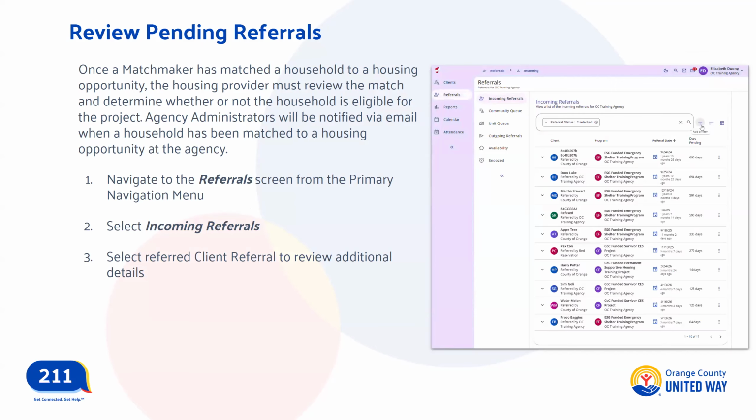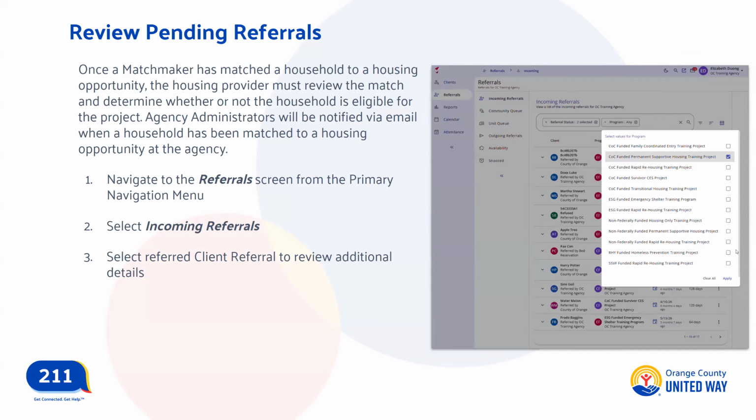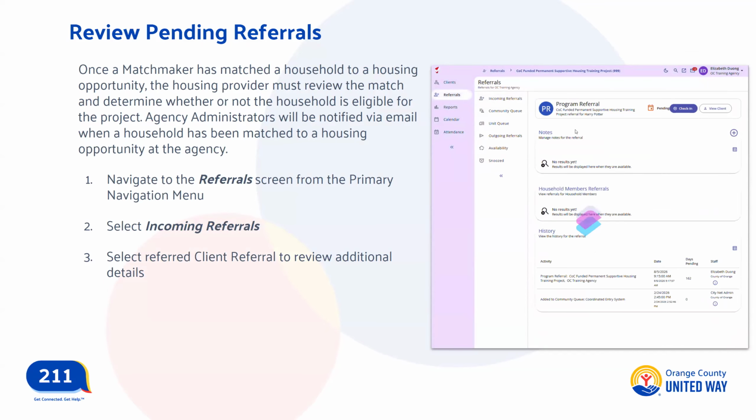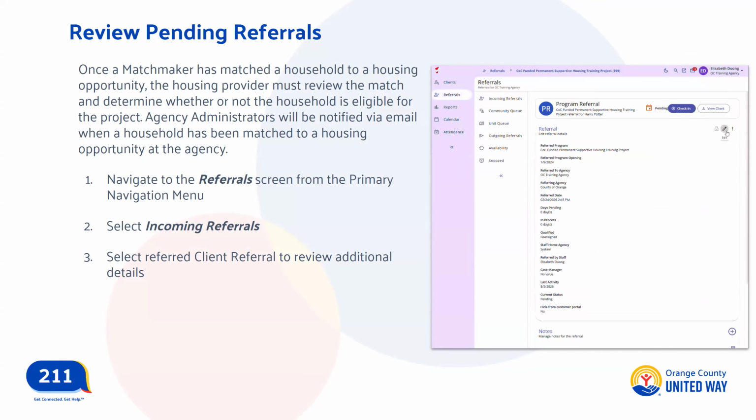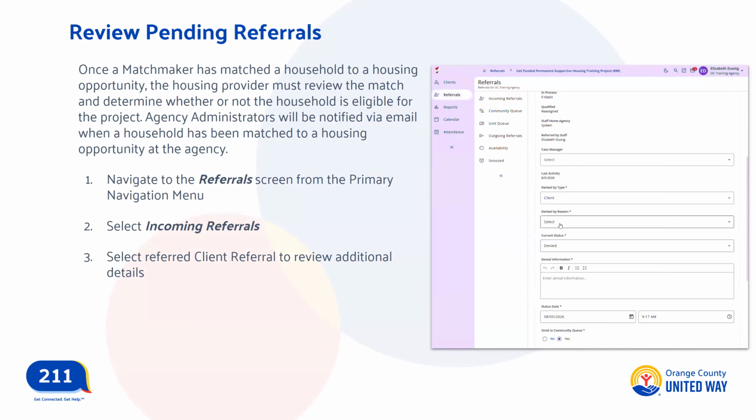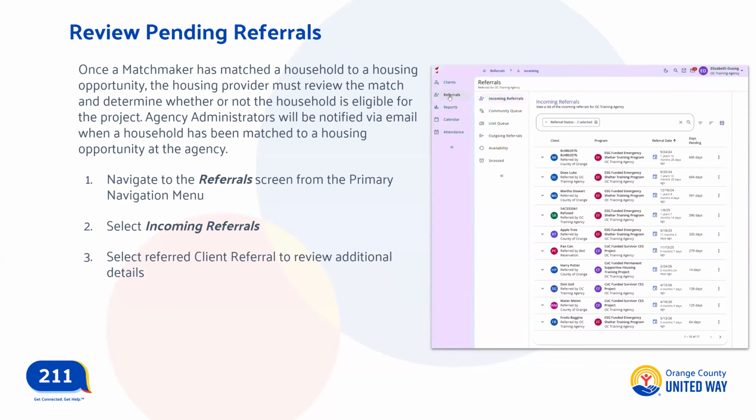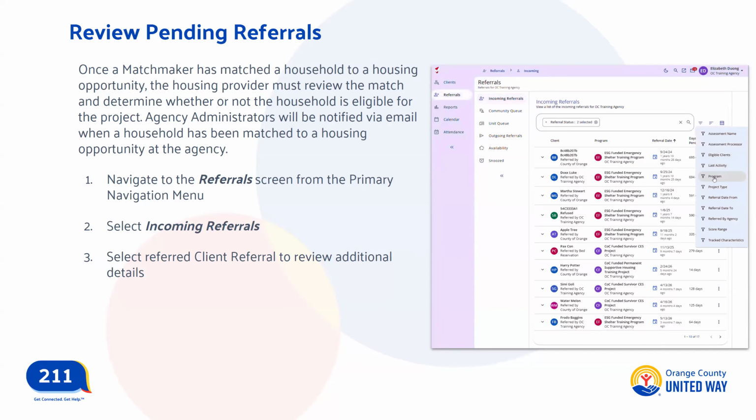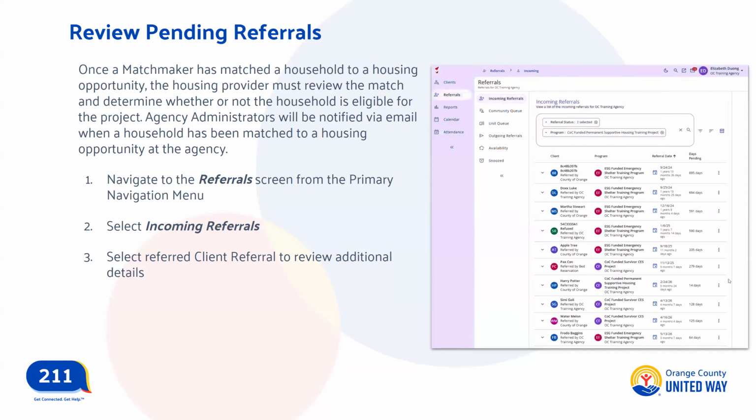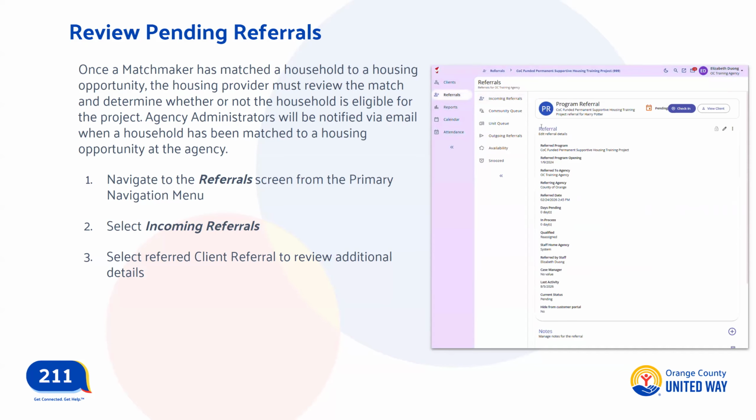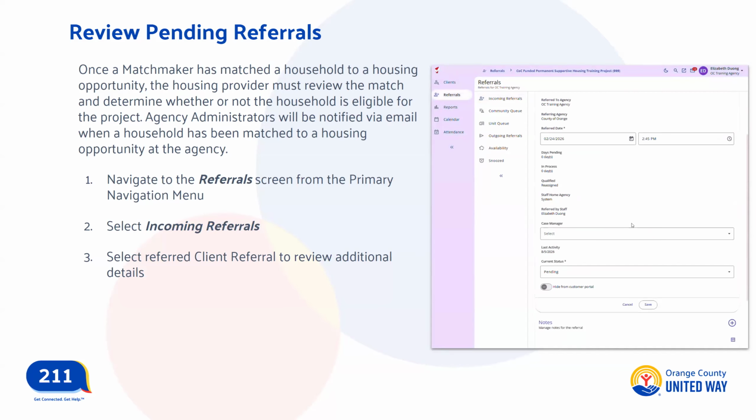Another action that the housing providers will do is review pending referrals. Once a matchmaker has matched a household to a housing opportunity, the housing provider must review the match and determine whether or not the household is eligible for the project. Agency admins will be notified via email when a household has been matched to a housing opportunity at their agency. This is a notification from the Clarity site. You'll navigate to the referral screen from the primary navigation menu and select incoming referrals. You can select any client referral and review additional details.